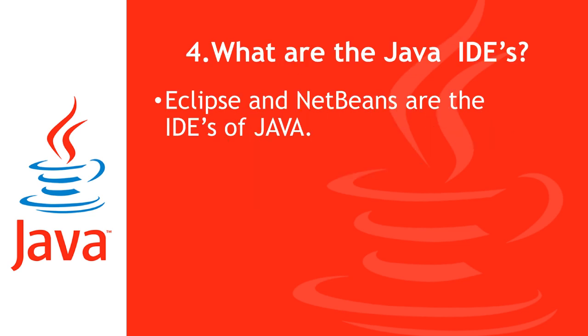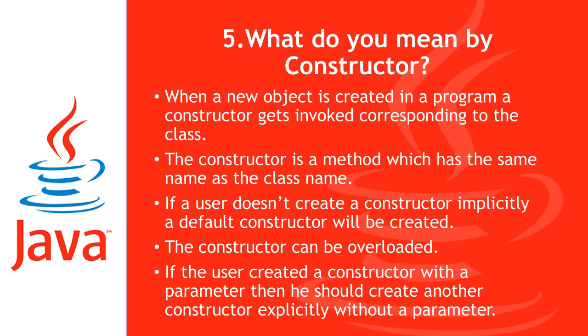What are the Java IDEs? Eclipse and NetBeans are the IDEs of Java. What do you mean by constructor? When a new object is created in a program, a constructor gets invoked corresponding to the class. The constructor is a method which has the same name as the class name. If a user doesn't create a constructor explicitly, a default constructor will be created. The constructor can be overloaded. If the user created a constructor with a parameter, then he should create another constructor explicitly without a parameter.